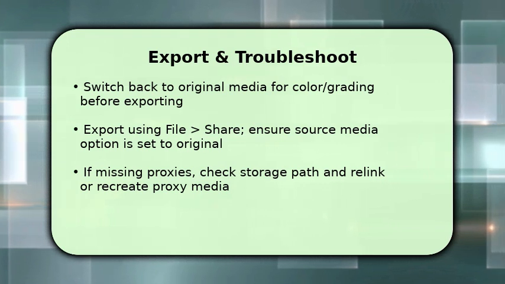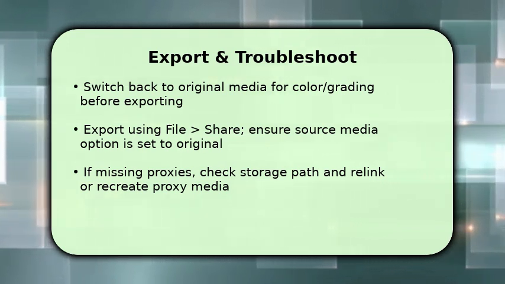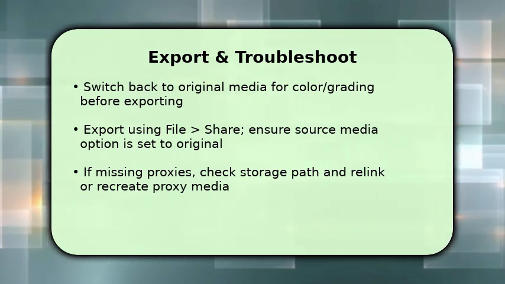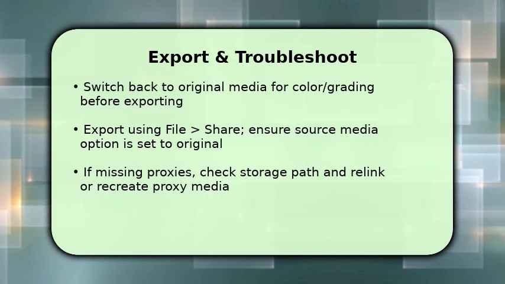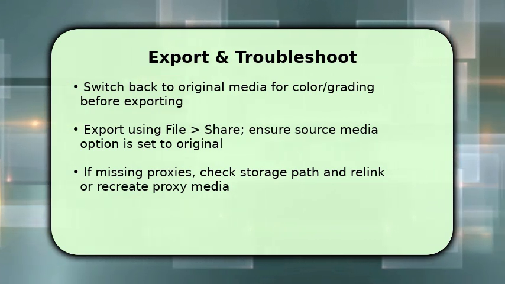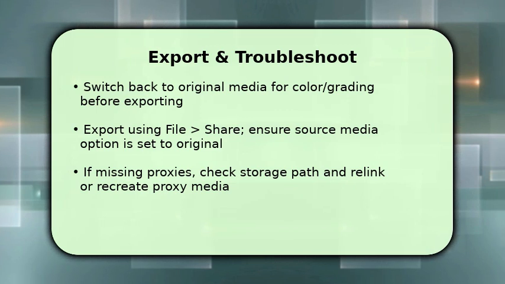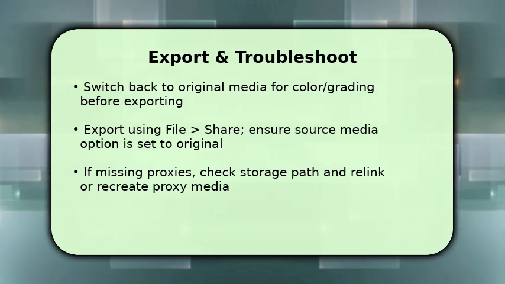If you run into problems, missing proxies, pixelation, or relink failures, first check the proxy storage path and reconnect drives. If that fails, recreate proxies for affected clips. This ensures final renders use full quality masters, while proxies remain a temporary performance aid.